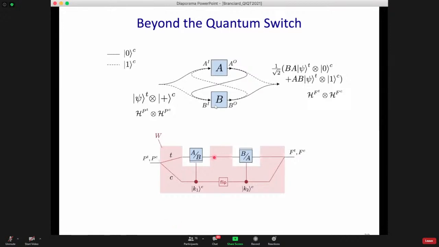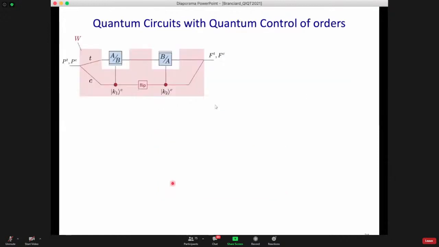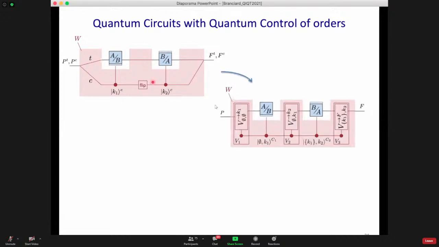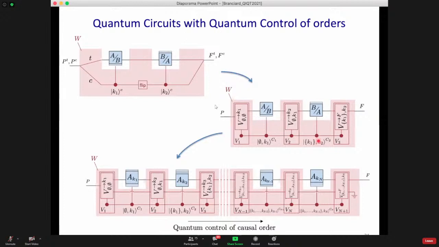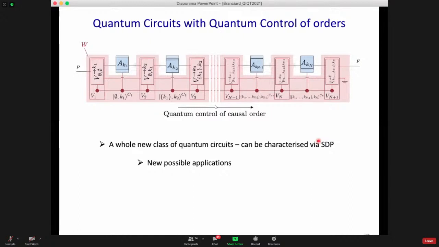So the quantum switch is not a standard quantum circuit, which would have to follow a definite causal order, but you can still write it as some kind of circuit. And once you've written it like this, then you can try to generalize what you put inside the circuit. You can have some more general operations like this. I won't go into the details, but then you can also come up with more complex circuits following the same kind of ideas. And with this, we could actually now characterize a whole new class of quantum circuits with a quantum control of orders in the same way as for the quantum switch, which in general also give you some processes with indefinite causal orders. And this opens the way to new possible applications beyond those of the quantum switch.